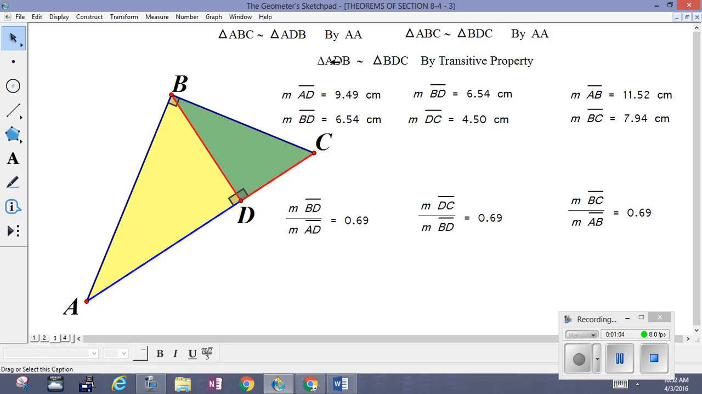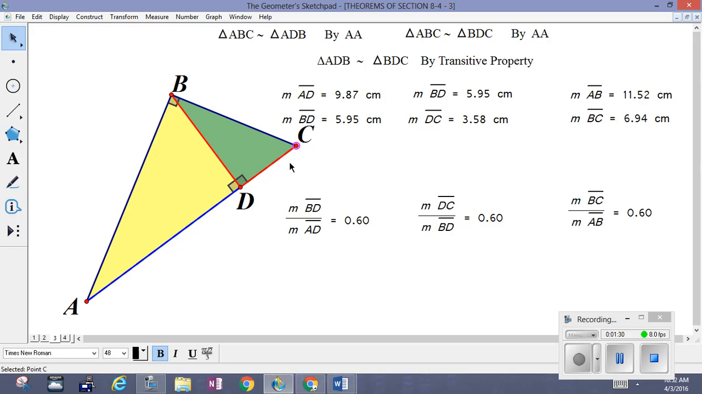And now we should be able to say by the transitive property that the two new triangles, the yellow and the green, are similar to each other. That is to say, ABD and BDC are similar to each other. So again, we're going to take a look at the ratio of their corresponding sides, AB to BD, DB to DC, and AB to BC. And as we can see, when we look at their ratios, they are consistent.